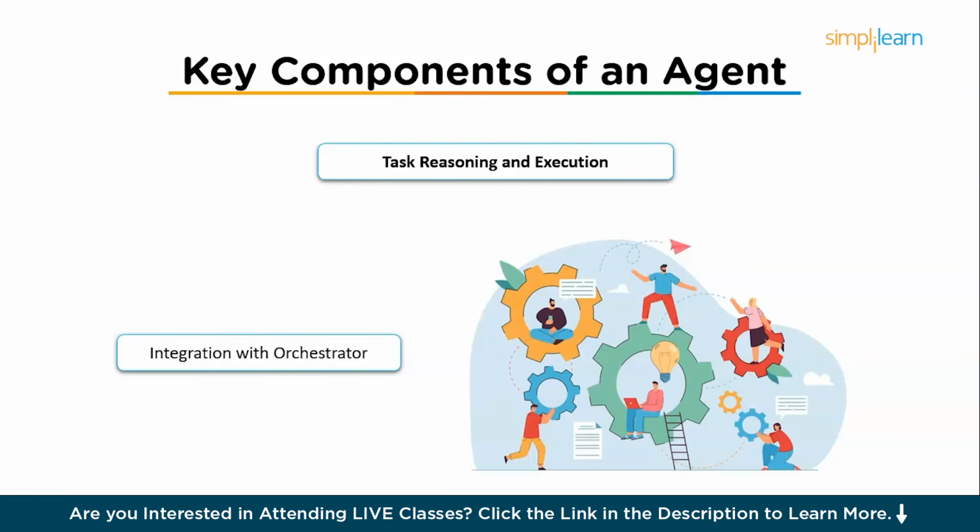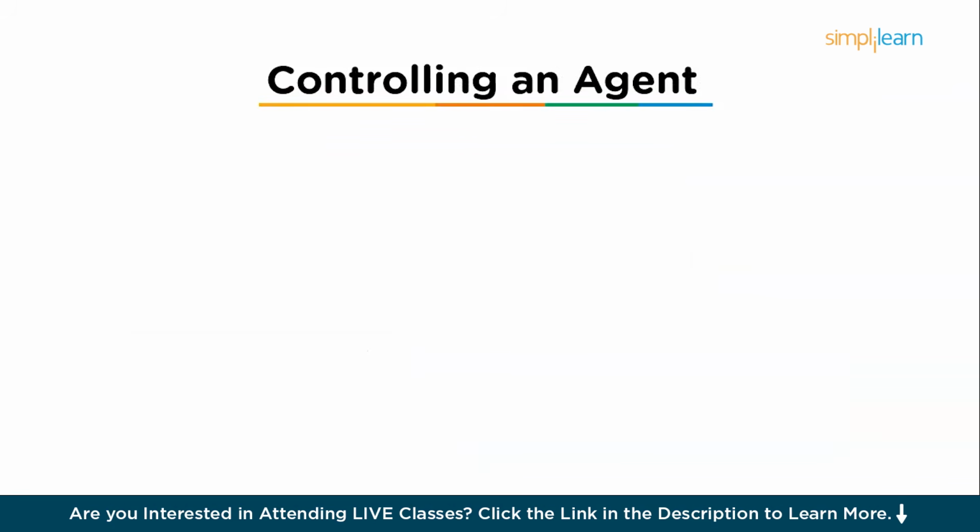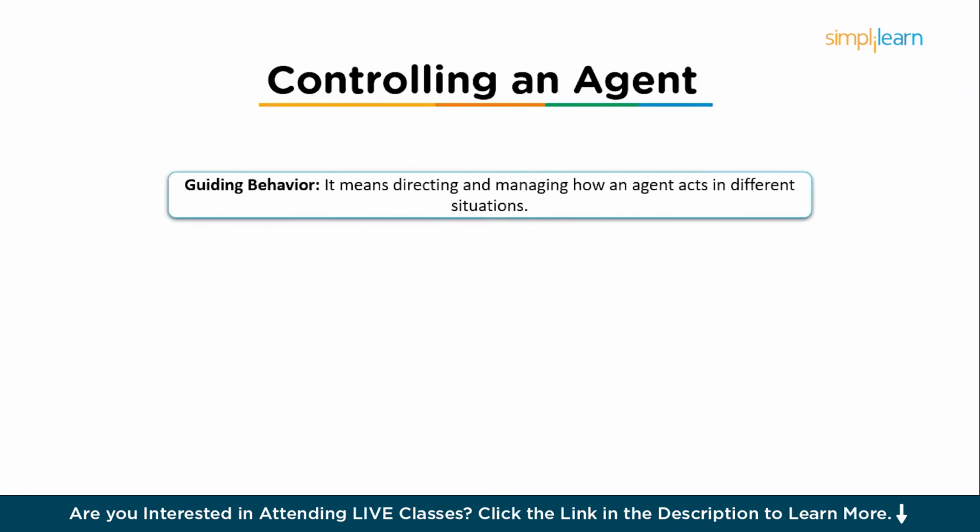So after we know all these, let's understand about controlling an agent. Let's see, what does controlling an agent mean? It means guiding the behavior. It means directing and managing how an agent, like a smart robot or a software program, acts in different situations.